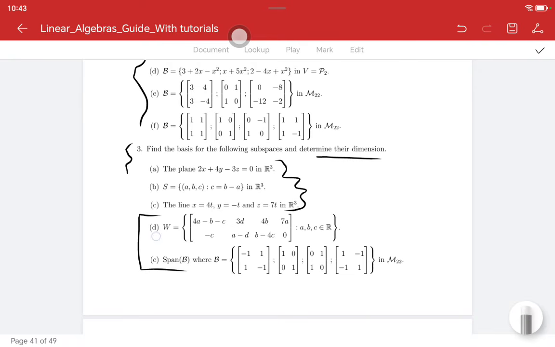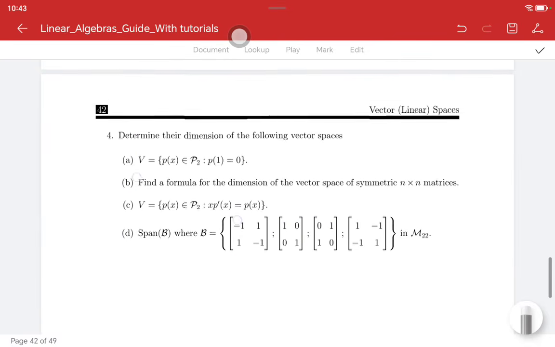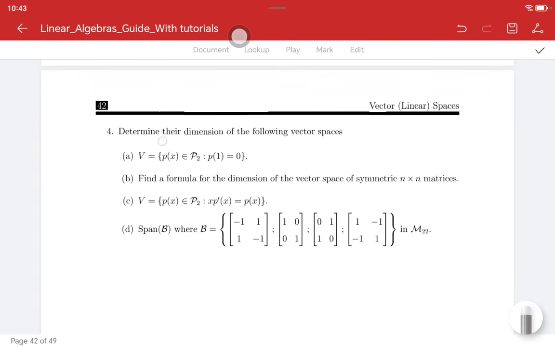Then let me see if we have any other tutorial. They say determine the dimension of the following vector space. Here we're given that P of X is an element of P2 such that P1 is equal to 0. Then they say determine the dimension of this. So you can try to check the dimension of this.